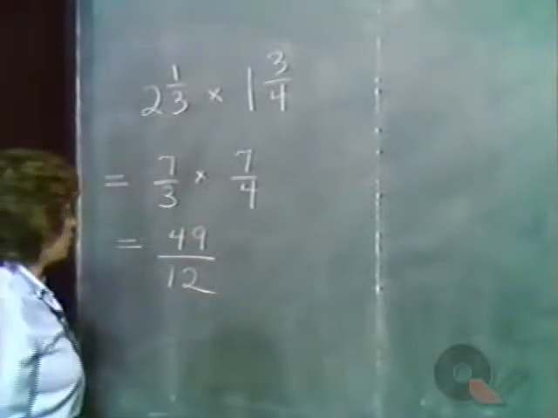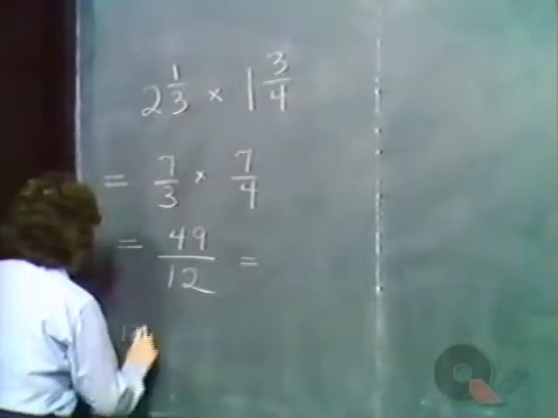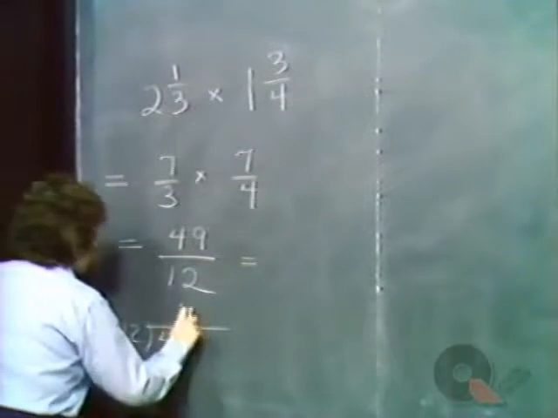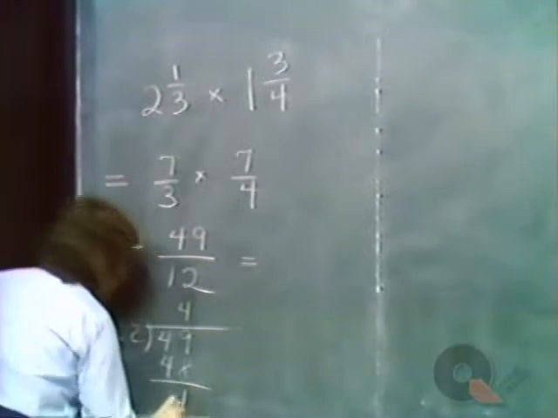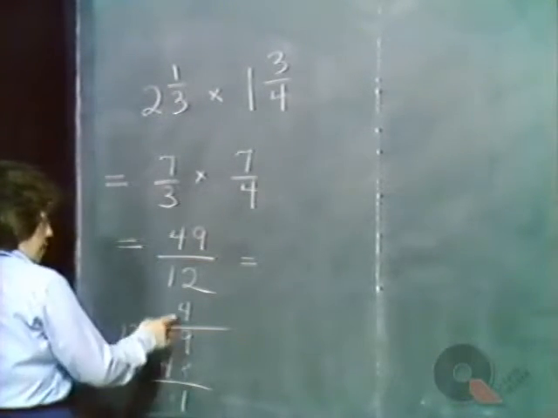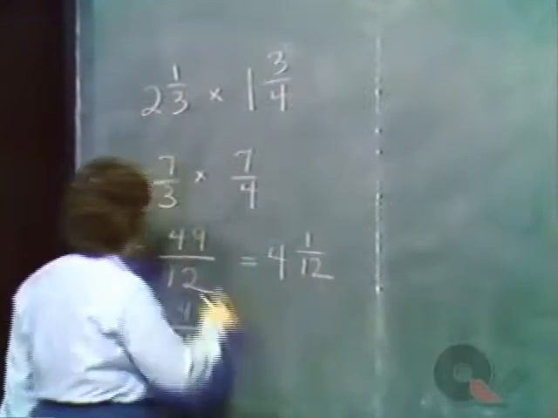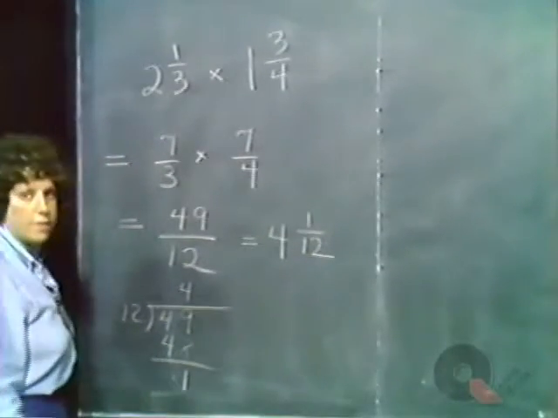49/12 might be the answer that you see on the test, or it might be written as a mixed number. 12 into 49 goes 4 times. 4 times 12 is 48. We subtract with a remainder of 1. So it can be written as 4 plus 1/12. So the answer might be either 49/12 or 4 1/12.